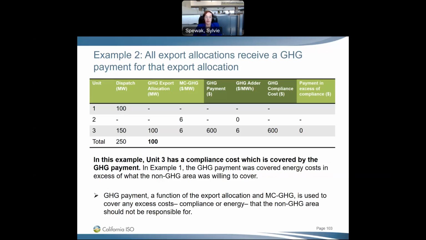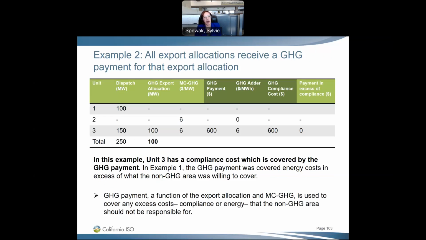So in the previous example, we saw that the export allocation, or all export allocations, received a GHG payment, but that GHG payment in example 1 was used to cover energy costs in excess of what was signaled through LMP in the non-GHG area. This looks a little bit different, so let's focus on Unit 3.